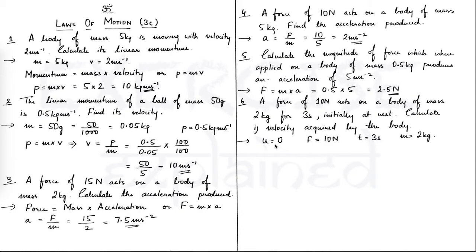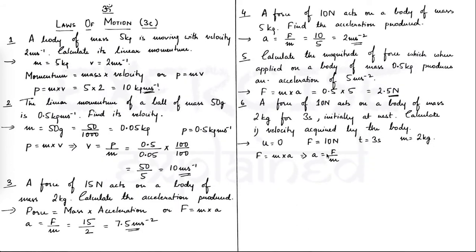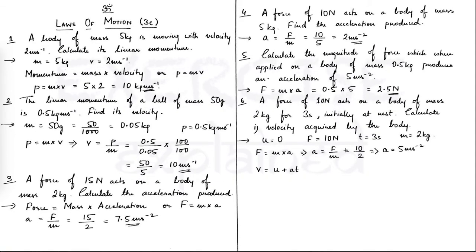Calculate velocity acquired by the body. So as we have discussed, initial velocity is 0, force is 10 Newton, time is 3 seconds and mass is 2 kg. I would be using F is equal to ma to find the acceleration, and once I get the acceleration I would be finding the final velocity from there. So F is equal to m into a. So a will be equal to F by m, just like the fourth question and the third question. So that's going to be 10 divided by 2, that is 5 meter per second square.